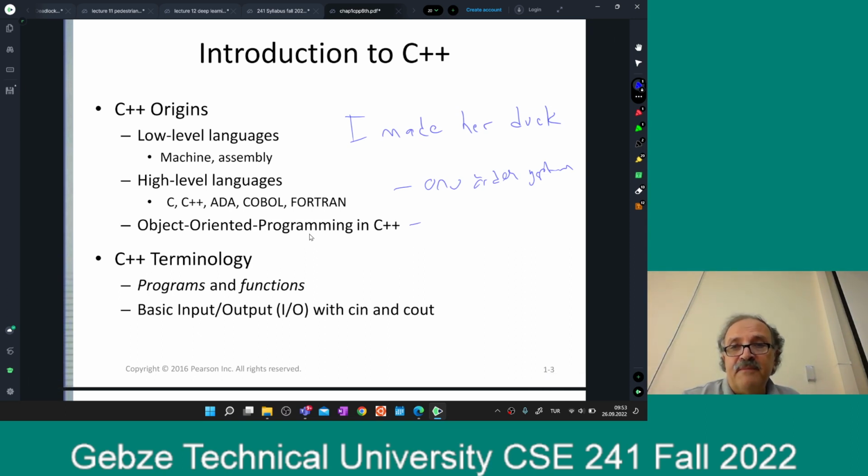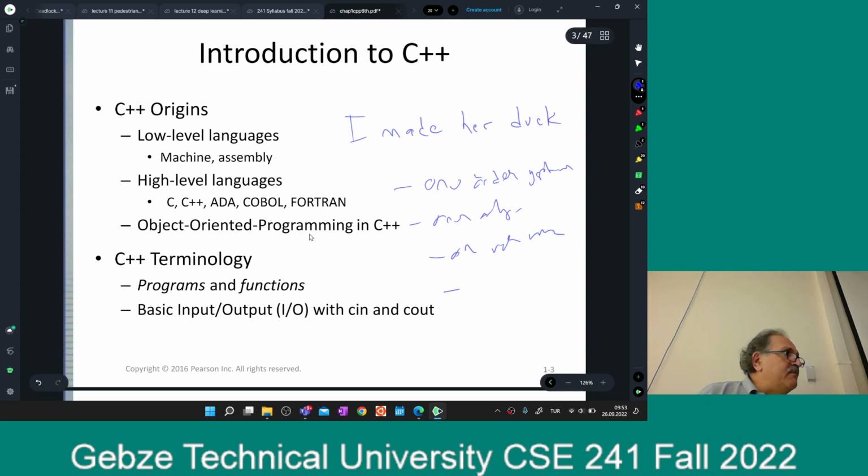Onun ördeğini yaptım. What else? Onu vakvaklattım. What else? Ona ördek yaptım. So how many meanings do we have from a single sentence? Is this a problem with English or Turkish? Well, this is what natural language is, right? You write a simple sentence, it means many things.